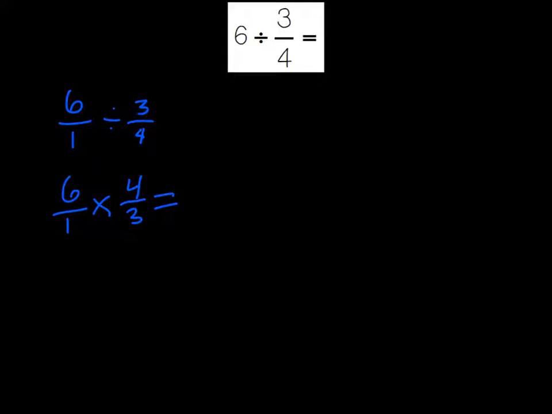Before we multiply, let's see if we can cross cancel. Any common factors? 6 and 3 both share a 3. So 6 divided by 3 is 2. 3 divided by 3 is 1. Now if we cross the other way, 1 and 4 do not share any common factors except 1. Multiply the numerators together. 4 times 2 is 8, and 1 times 1 is 1. Improper fraction, so 8 divided by 1 equals 8. So 6 divided by 3/4 is 8.